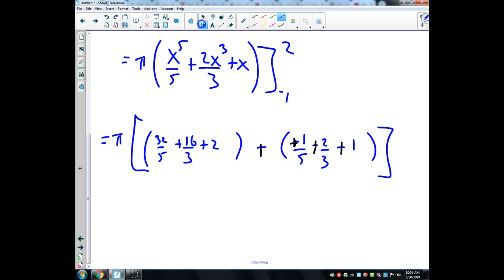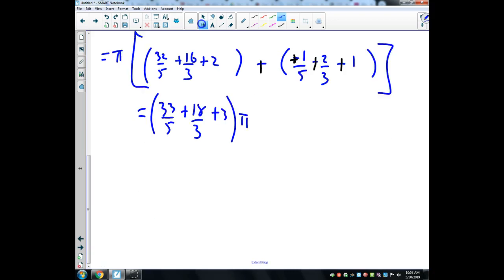You're going to get 32 fifths plus 1/5 is 33 fifths. 16 thirds plus 2 thirds is 18/3. 2 plus 1 is 3. Okay, that's an answer. But what if we combine all the fractions? Common denominator would be what? 15? So multiply top and bottom by 3. Multiply top and bottom by 5. Multiply top and bottom by 15.